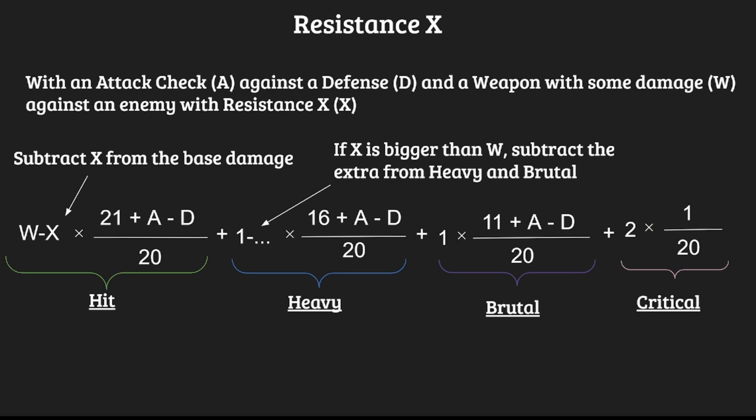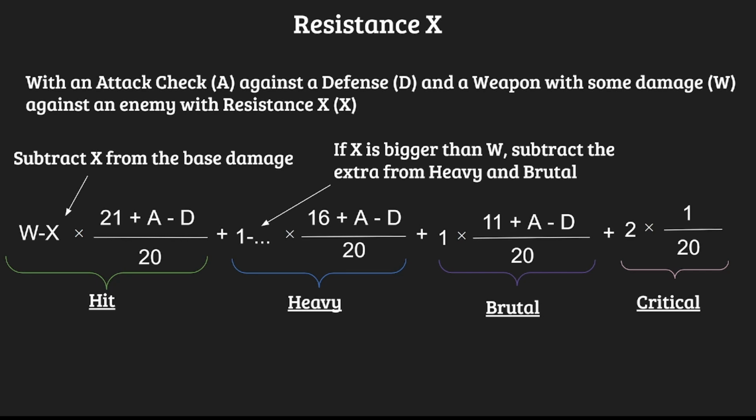So in the case of having resistance 5 and my base damage is 3, I would remove 3 from the weapon damage, and then I'd remove more of it from the heavy. I'd remove 1 more from heavy to kind of cancel that out. And then I'd remove 1 more from brutal, and I would keep going down that. I'd keep removing the damage until the entire resistance has been used up, in a sense. So that's the extra nuance to resistance.